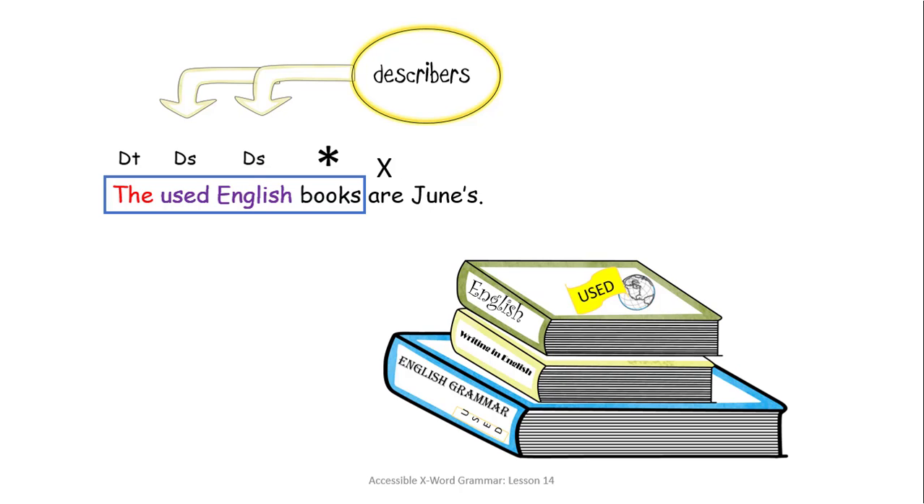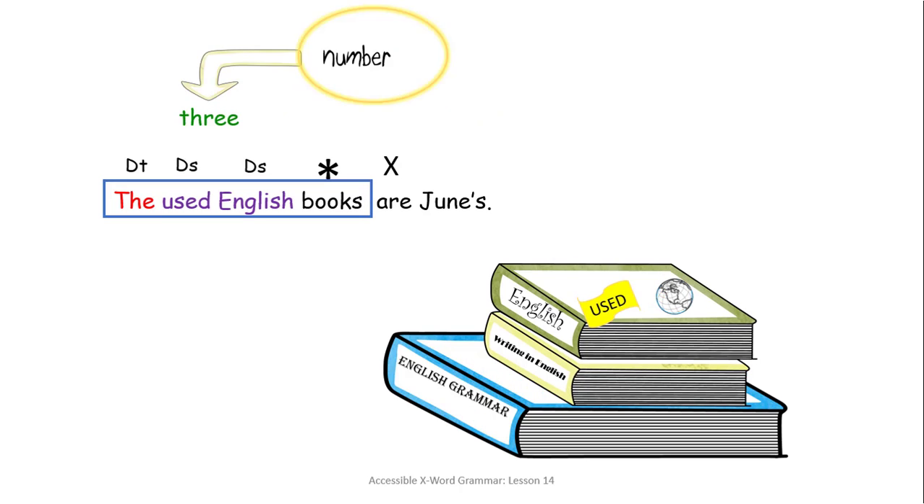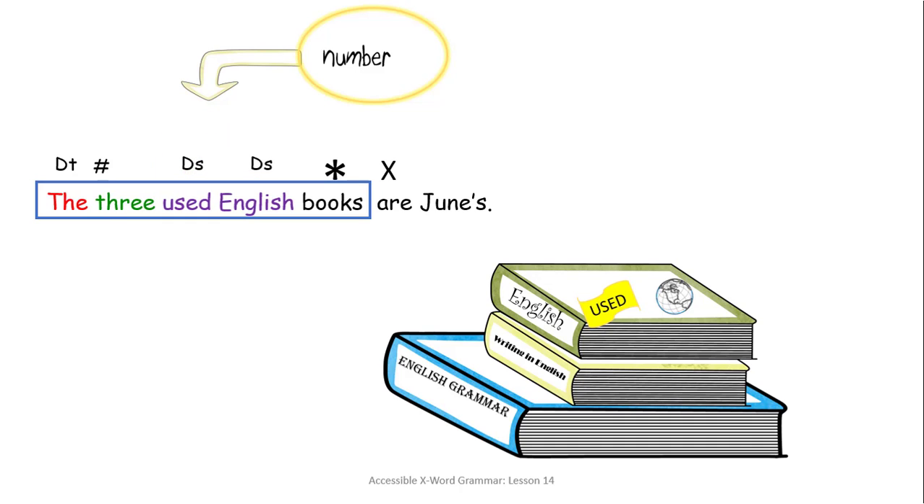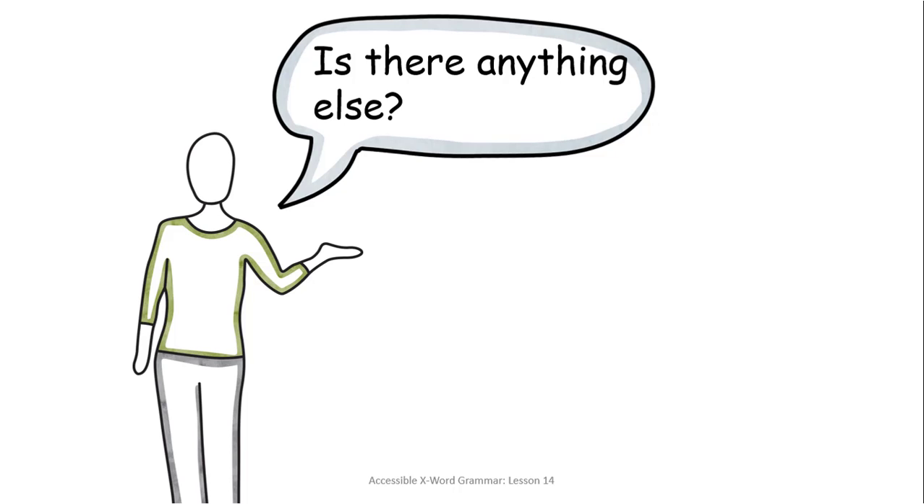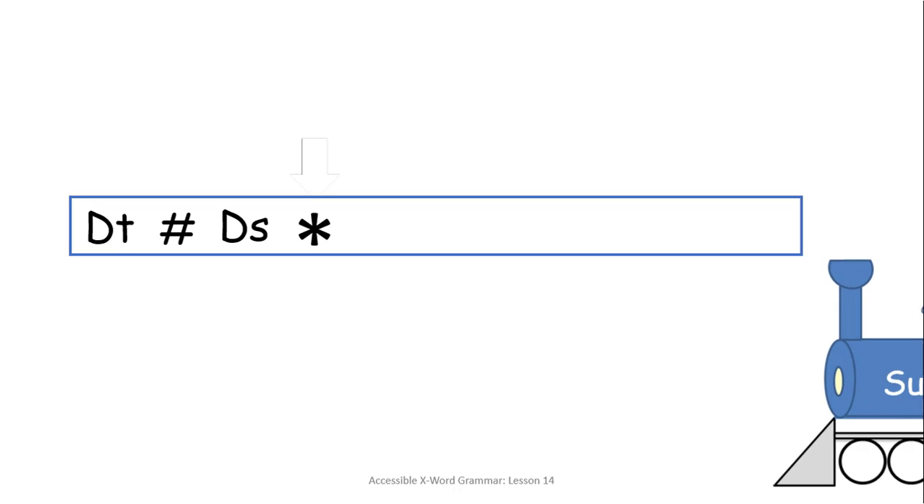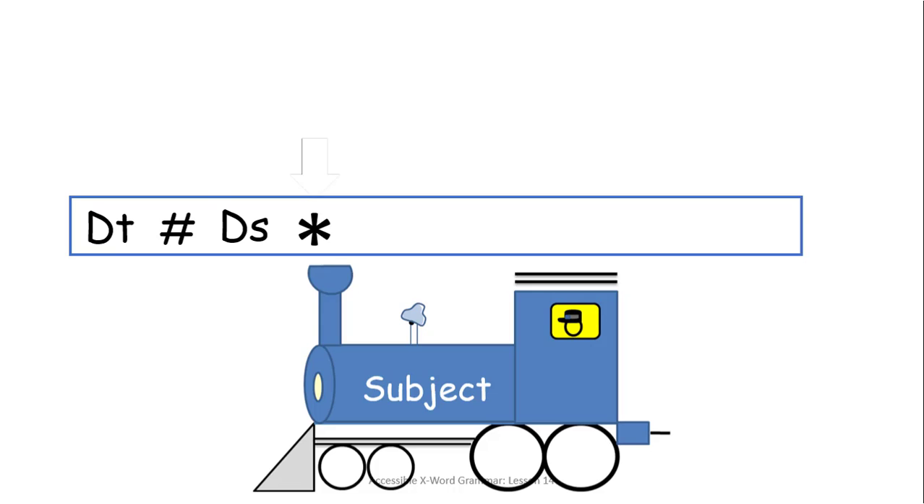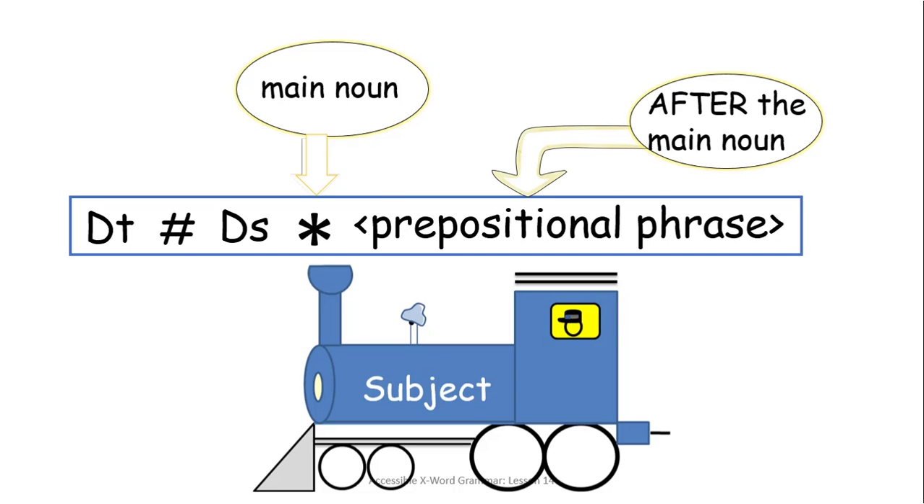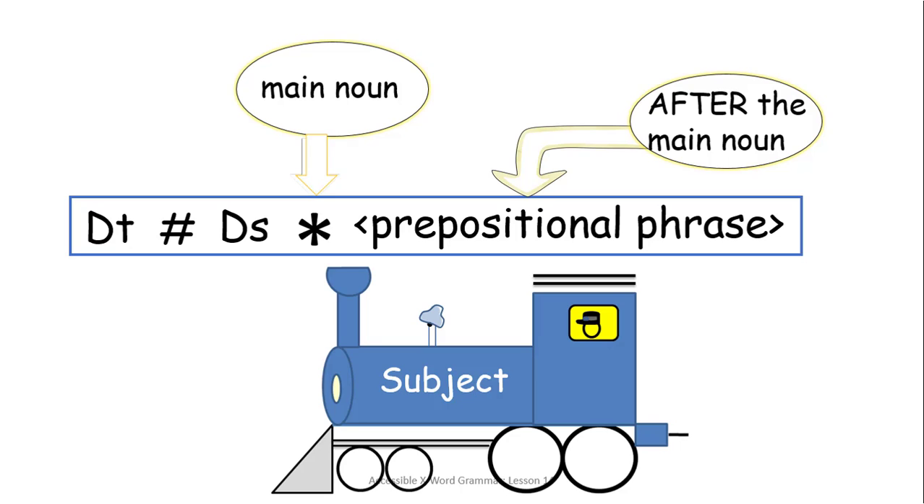If we want to add that there are 3 books, we put the number in front of the first describer. The 3 used English books are June's. Is there anything else? So far, everything in the subject box, determiners, numbers, describers, has come in front of the main noun. But there is one thing that comes after the main noun. Prepositional phrases. We will study prepositional phrases in Lesson 18.